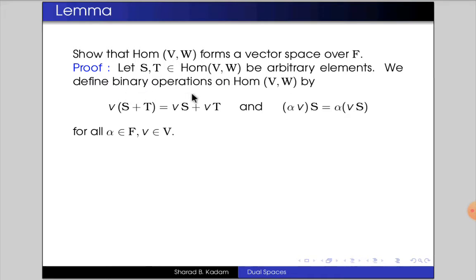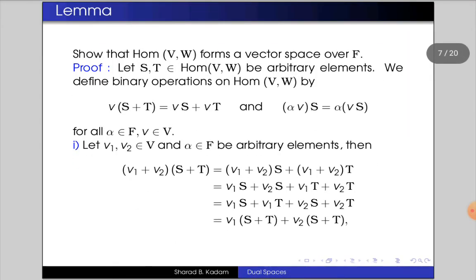We define the binary operations on the given set by (S plus T) of V equals S of V plus T of V. This is called vector addition. And (alpha S) of V equals alpha into S of V. This is called scalar multiplication, for all scalars alpha in the field F and for all vectors V in the vector space V. Now we will prove the 9 properties.